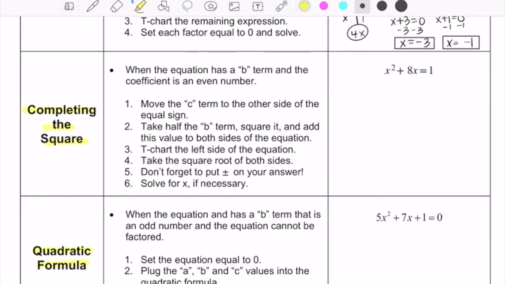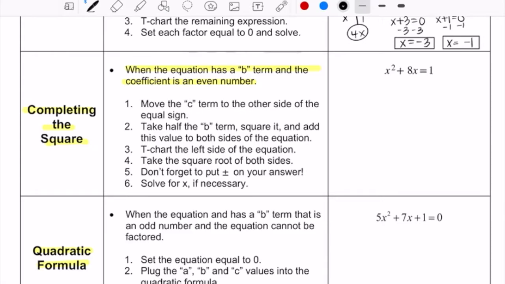Moving along, sometimes quadratic equations are best solved by completing the square. You'll know that completing the square is the best method to use when the equation has a b term and the coefficient of that b term is an even number. Looking over here, the coefficient on the b term is the number 8, and 8's an even number, and that's why we'll know that completing the square would be the best method to use to solve this quadratic equation.